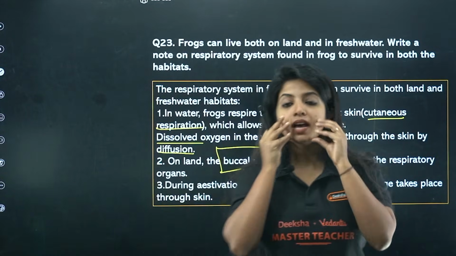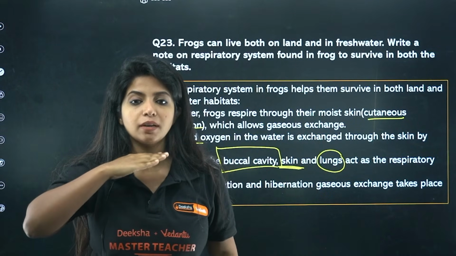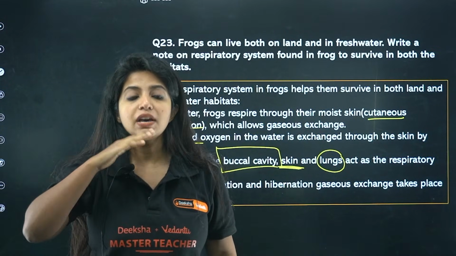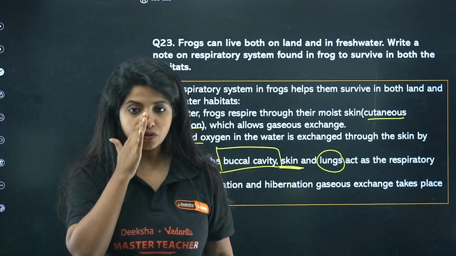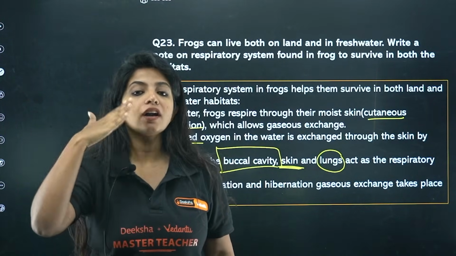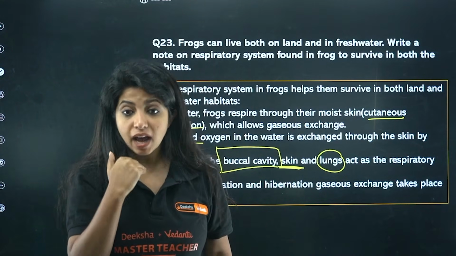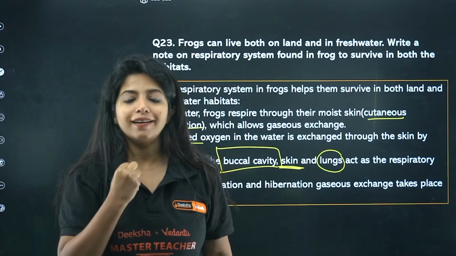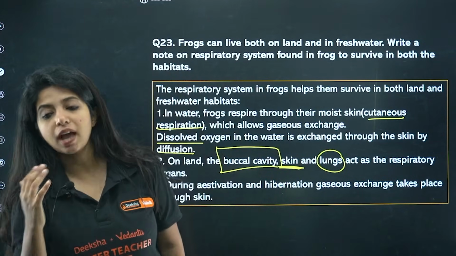So what they do is they close up their mouth, and the floor of the buccal cavity is pulled up and down. The nostrils are open, and they close their mouth and flap the lower part of the buccal cavity, which is how they trap the air out there. That is how respiration happens through the buccal cavity.